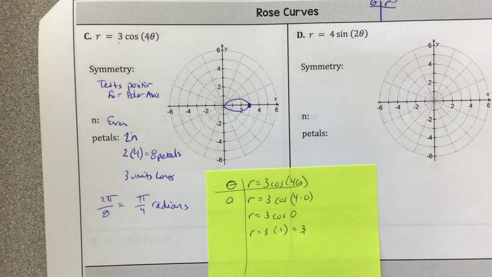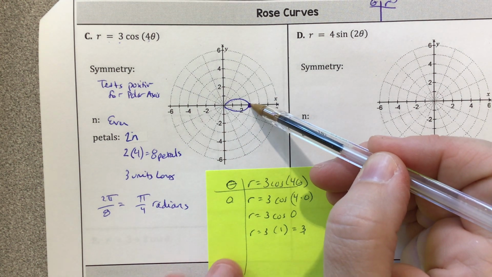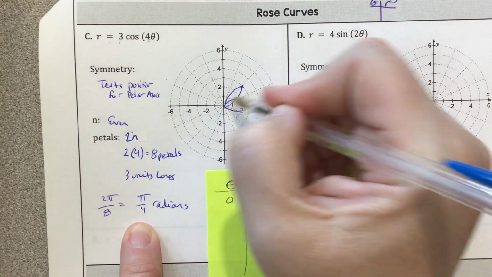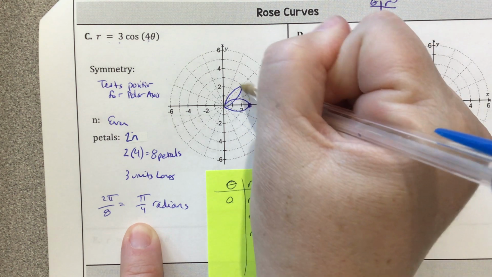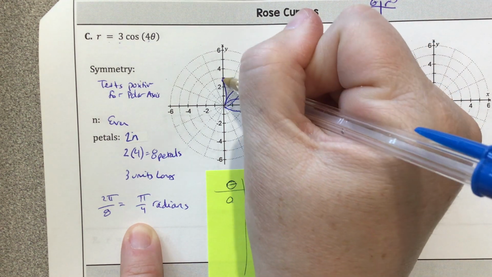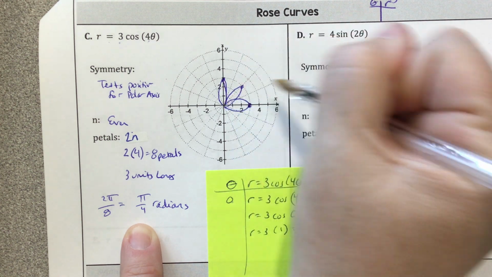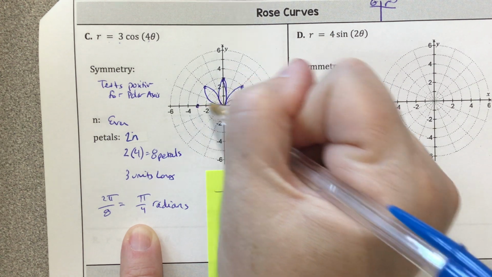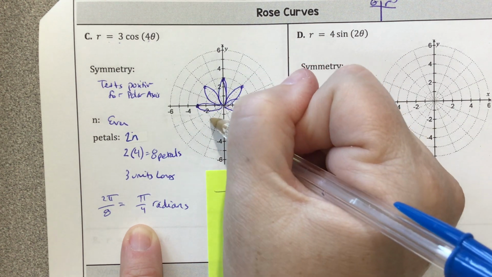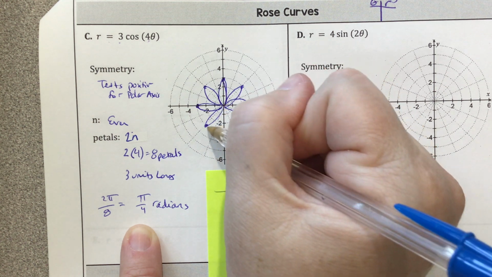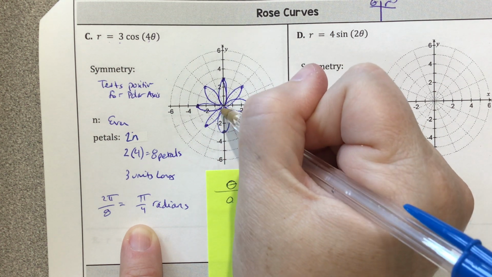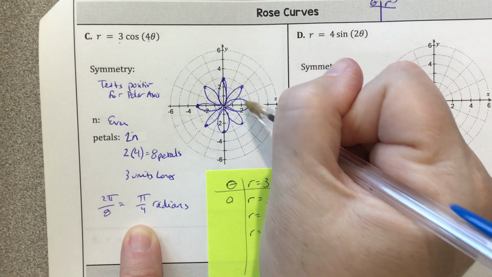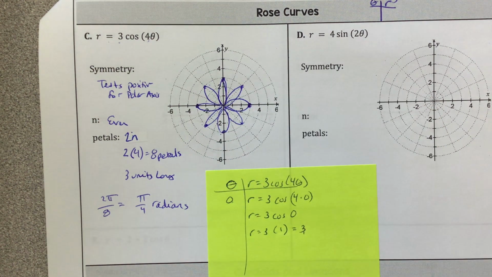So from here, if the tip of this petal was at 0 radians, I move pi over 4 radians to get to the tip of the next petal right here. Oops, those shouldn't overlap. I think I need to make them a little skinnier. Pi over 4 to get to the tip of the next petal here. And then pi over 4 radians to the next petal here. Pi over 4 more. Then pi over 4 more. Move again, pi over 4. These all have a radius of 3. Move pi over 4 more. Radius of 3. I've got 1, 2, 3, 4, 5, 6, 7, 8. We got it.